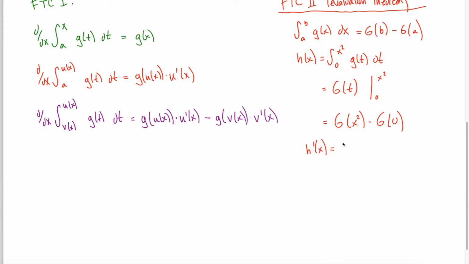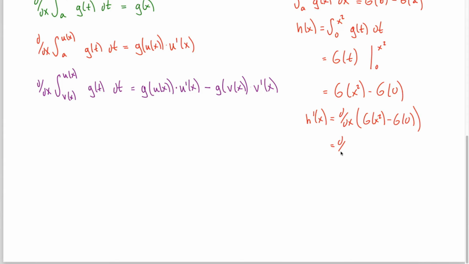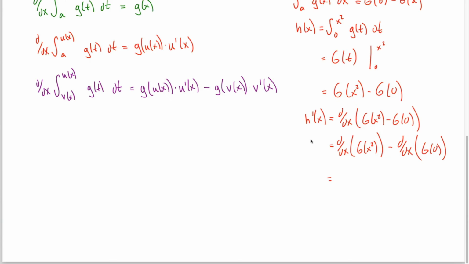H prime of x would be the derivative of capital G of x squared minus capital G of 0. Anytime you're taking the derivative of a sum or difference, you take the derivative of each term individually, so the derivative of capital G of x squared minus the derivative of capital G of 0. Can I figure those two things out? Yep, absolutely. Let's start with the low-hanging fruit.